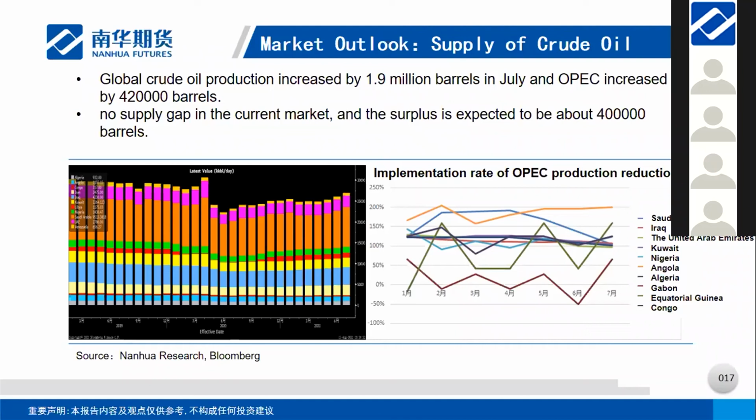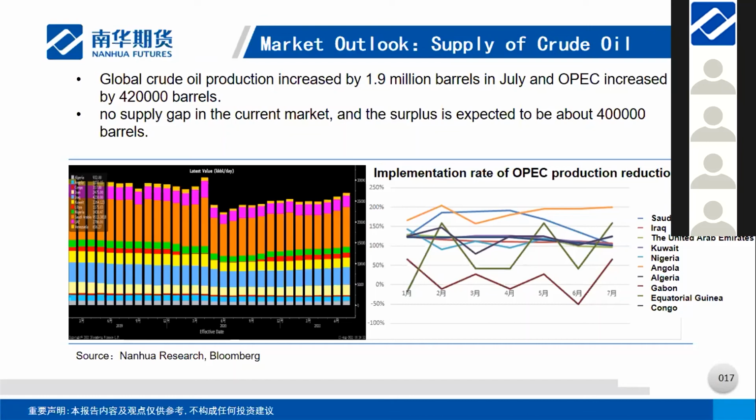If Iran's crude oil returns to the market, it will be extremely important to make up for the current supply gap. At the same time, Iran's floating storage of about 70 million barrels will also have an impact on the crude oil market in the short term.